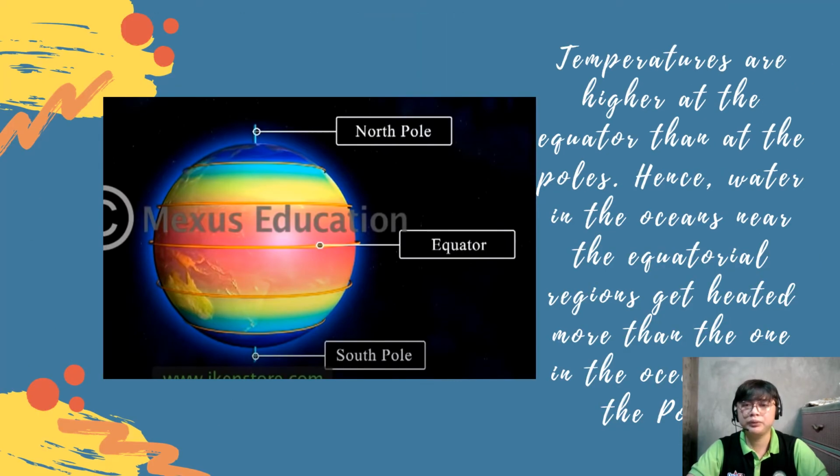In terms of temperature, temperatures are higher at the equator than at the poles. As you can see on the image, the North Pole and South Pole are much colder compared to the equatorial region. Hence, water in the oceans near the equatorial regions gets heated more than the water in the oceans between the two poles. This unequal heating sets up convectional currents in the ocean.